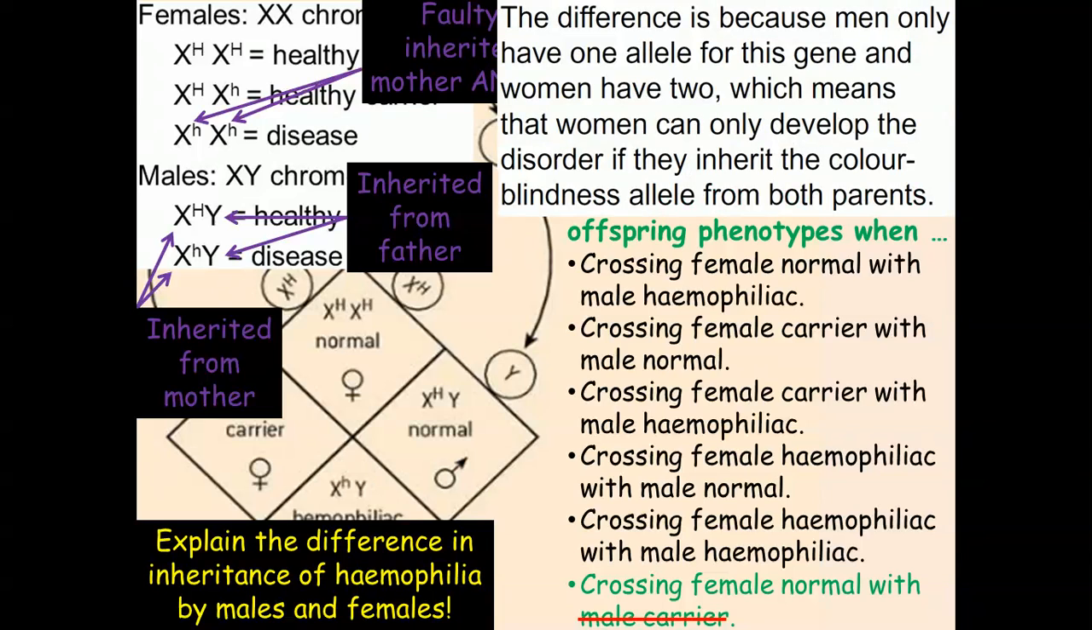So this means that males only have one allele for the gene and females have two. So females can only develop the disorder if they inherit those two alleles from both parents, where males only need to express the disorder if they inherit one copy of it from their mother.